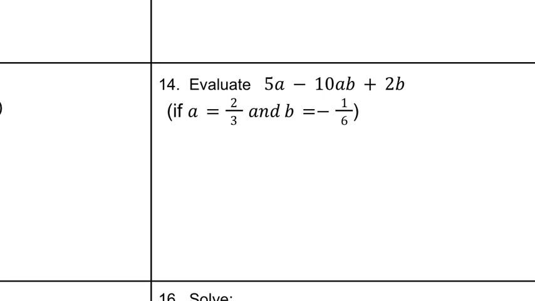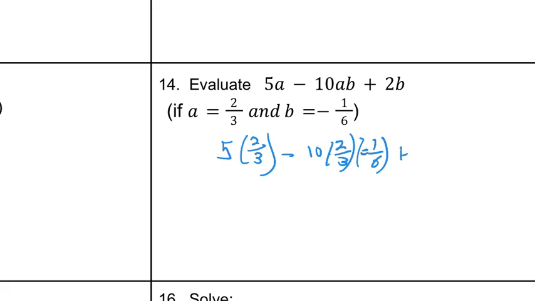A is 2/3. So we got 5. A is 2/3. 5 times 2/3 minus 10 times A, which is 2/3, times B, which is negative 1/6. Let's put the negative sign there so we can see it. Plus 2B, 2 times the negative 1/6 is negative 2/6. And 2/6, you guys know, is 1/3, right?